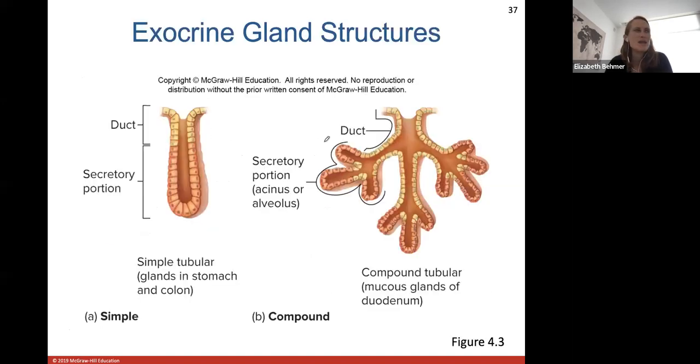I don't think there are many questions on your lecture exam about glands, but again, it's important to note that they're lined with epithelial cells. Here's a simple tubular gland like in your stomach and colon. The secretory portion creates the products that will be secreted into the duct. And here's a compound gland, because you can see more than one secretory portion, which secretes all the substances it creates into the duct, and the duct then releases the substances usually into a body cavity or a surface.